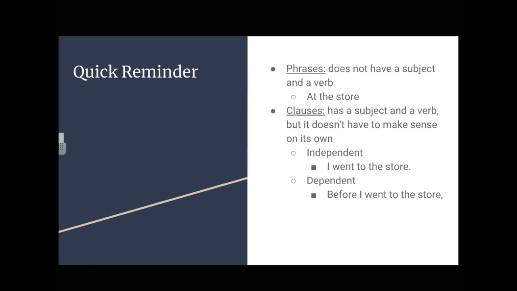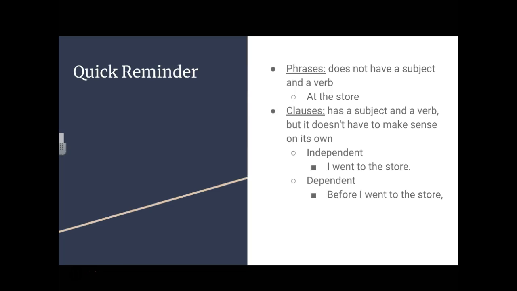Okay. So, someone remind me what a phrase and a clause is. What's the difference? Jillian? The phrase doesn't have a subject or verb, but a clause contains. Okay, so both are parts of a sentence. A phrase does not have both a subject and a verb, okay?